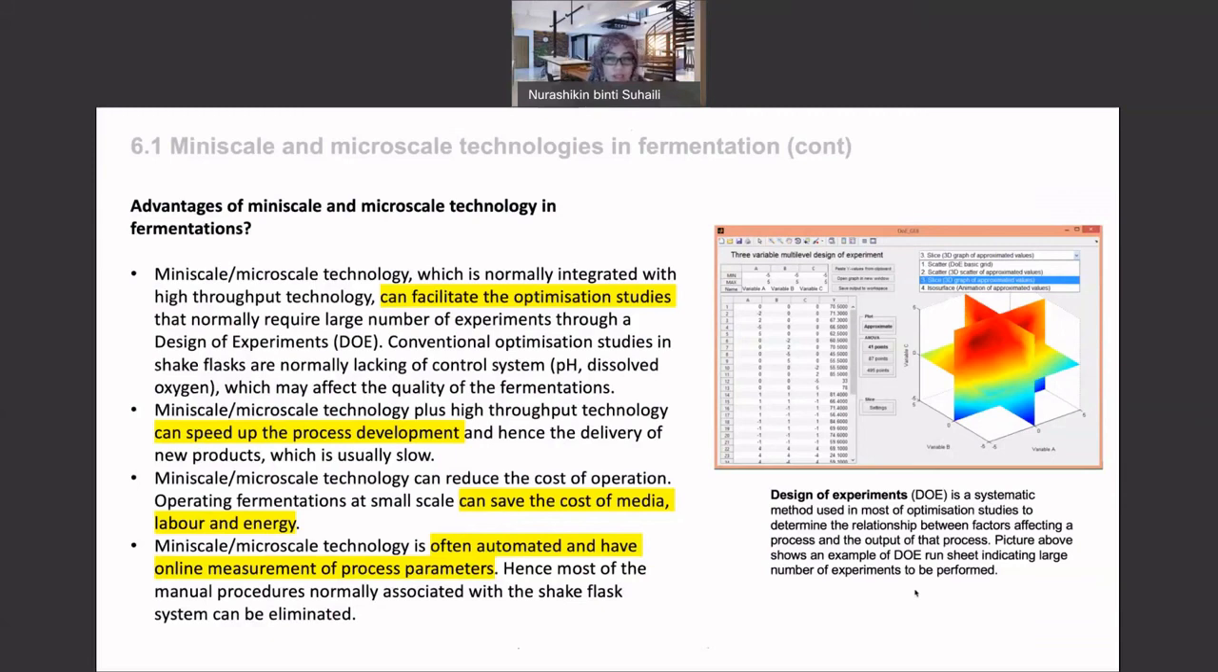So if you are talking about industry, it means cost. Manpower is also one of the costs. So the miniscale and microscale technology has actually facilitated the process development in that sense. It saved the cost, it saved the manpower, it saved the time, and also it can speed up the process development.